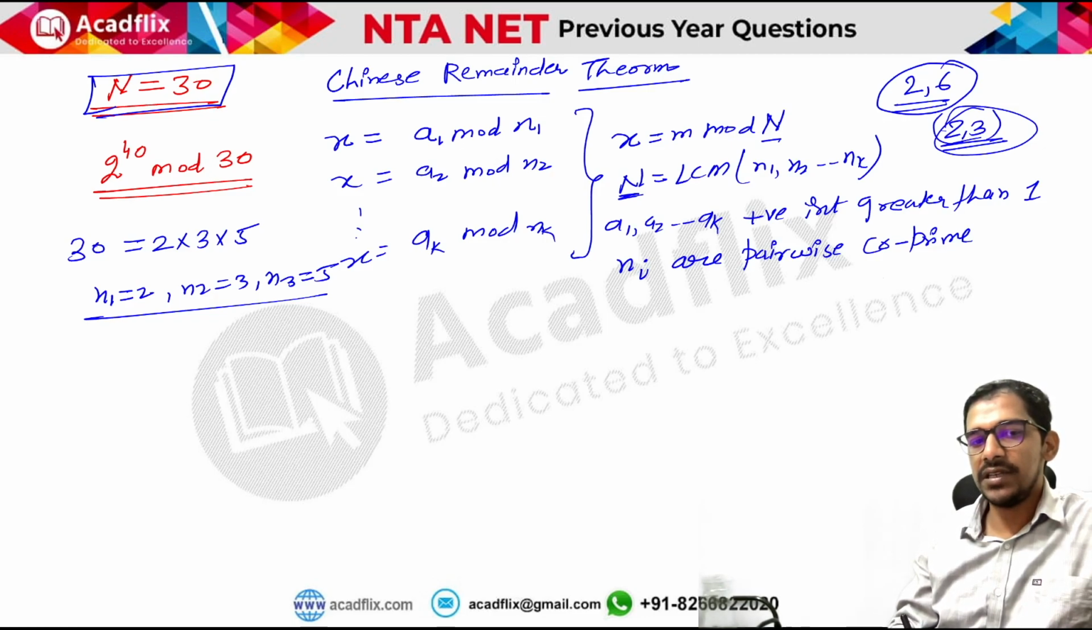So 2, 3 common divisor is 1. 3, 5 common divisor is 1. 2, 5 common divisor is 1. So they are co-primes, right? So by using this theorem, now we can solve this question. So we have 2 to the power 40 mod 30.